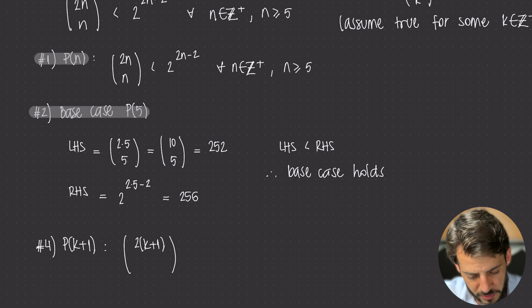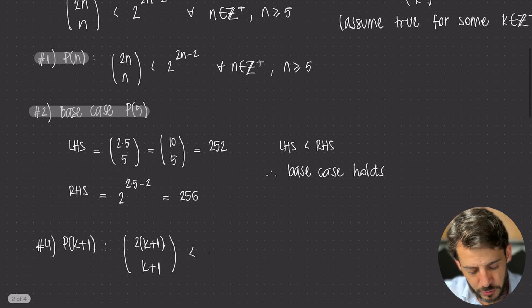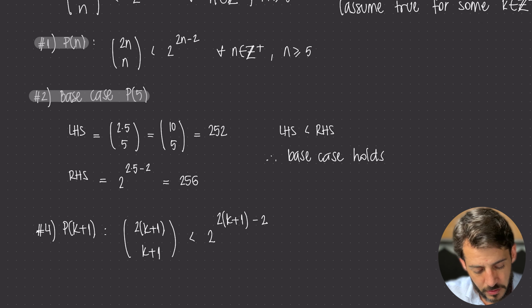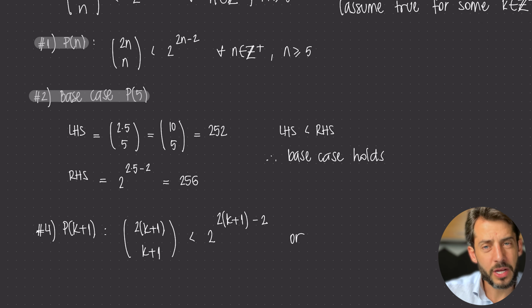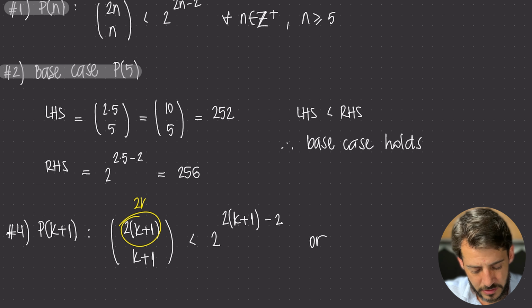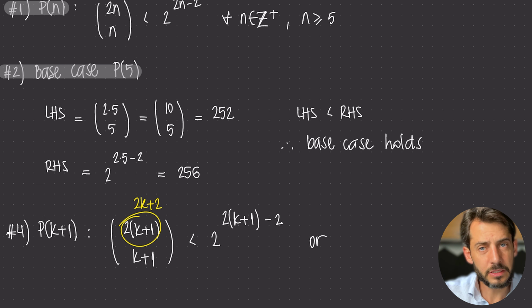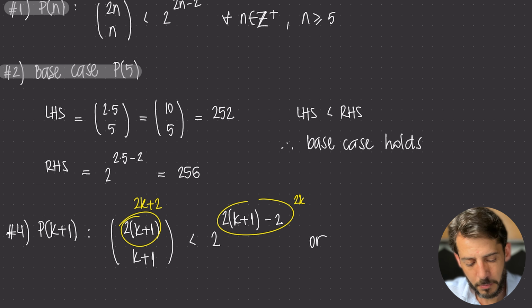So 2k plus 1 choose k plus 1 should be less than 2 to the 2 k plus 1 minus 2. Now there's an even better way of writing this, which is to replace this by 2k plus 2, foiling the 2, and this guy by 2k.